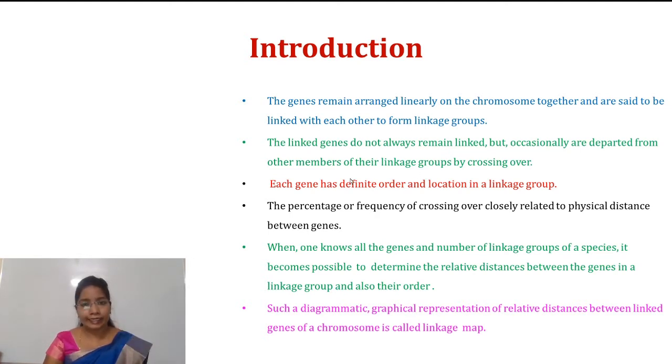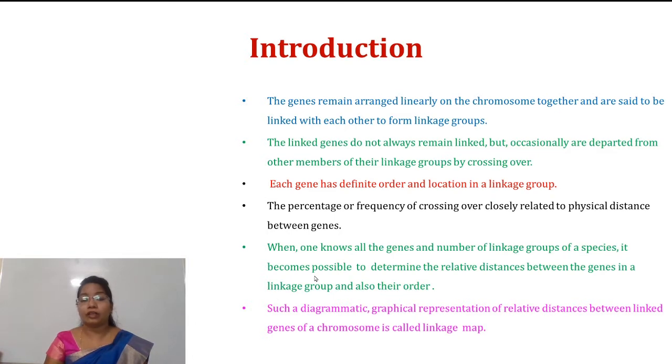So, in this linkage, each gene has a definite order and a particular location in a linkage group. These linked genes form a group called a linkage group. So, in that linkage group, each gene has a definite location and a particular order. So, linkage is related with crossing over, and the percentage or frequency of crossing over is closely related to the physical distance between genes.